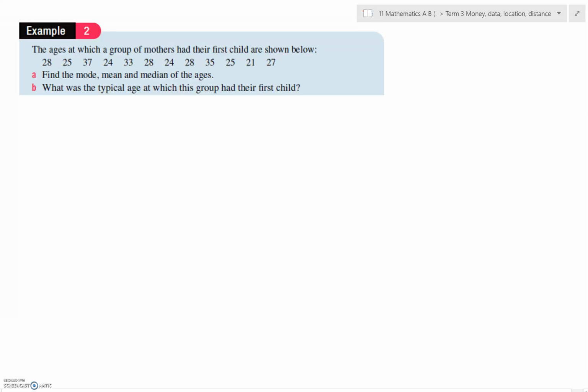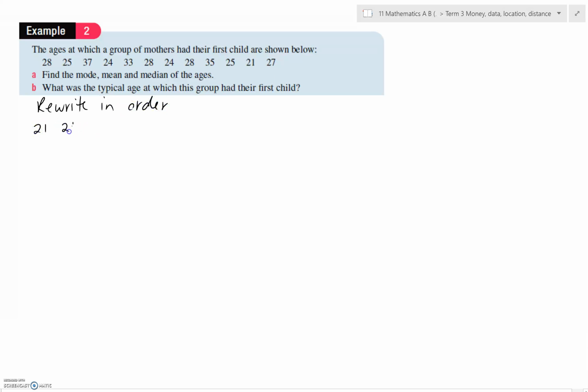So I'm going to have a go at doing a couple of exercises. Here's one. The ages at which a group of mothers had their first child are shown below. It's asking us to find the mode, mean, median of the ages, and what was the typical age at which this group had their first child. So you're going to have to determine which is the most appropriate one. The very first thing I'm going to do is rewrite the data in order, ascending order.